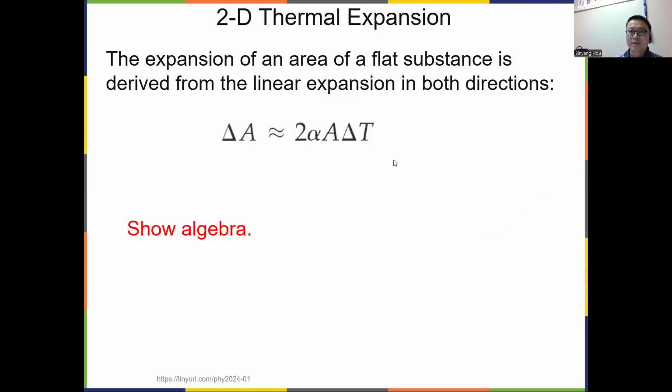We'll take a look at the two-dimensional expansion. For two-dimensional expansion, you will have expansion in area. So delta A is about 2 times alpha times A times delta T. Okay, so this 2 alpha then is the two-dimensional expansion coefficient. Okay, so let's say we have a square material.